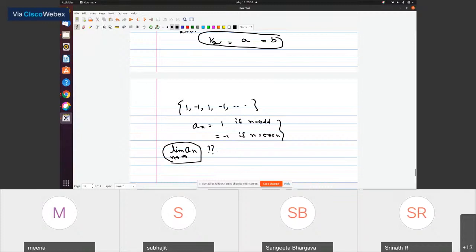It is bounded between these two values. It is taking two values, 1 or minus 1, but there is not exactly a single point to which all the values converge.